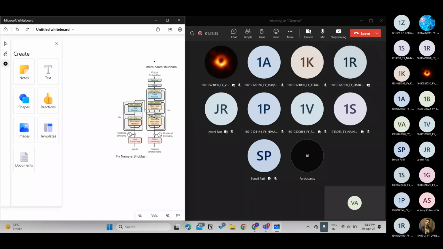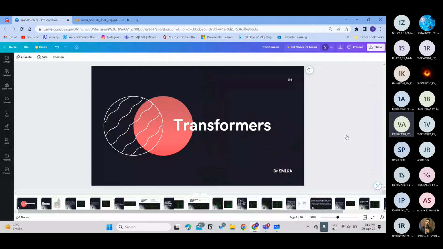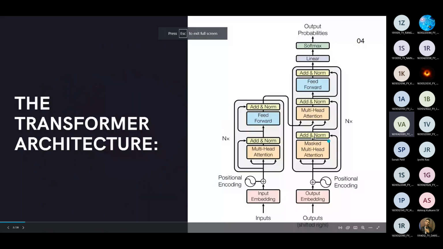Okay, so what I will do now is explain some initial things that are needed to understand transformers, some basic terminologies that we need. This is the architecture of the transformers, the encoder part and the decoder part.